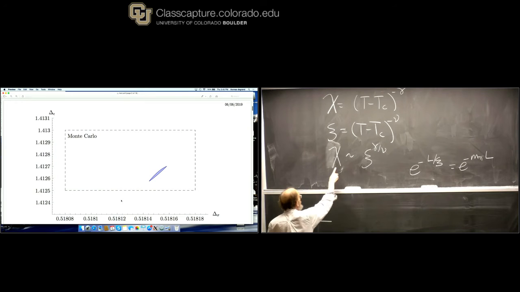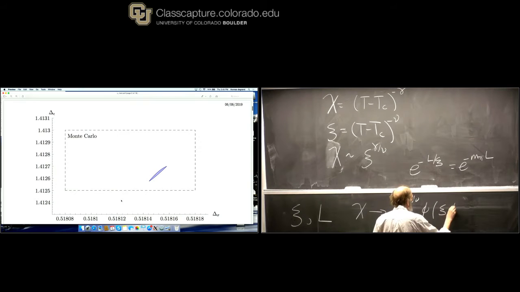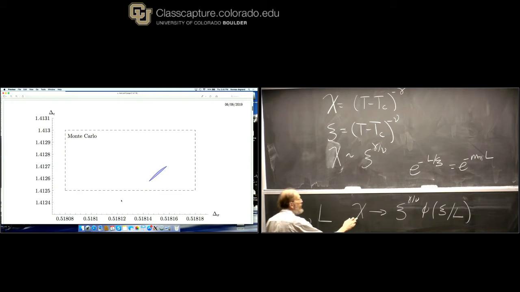And so what we should do is try to replace this function right here, which is the function in a box of infinite size, by something which knows about the two size scales in the system. So let's write this as gamma over nu times some function of, and the only two length scales we have are the correlation length and the size of the box. Okay? So this is how we expect susceptibilities to behave in finite volume.